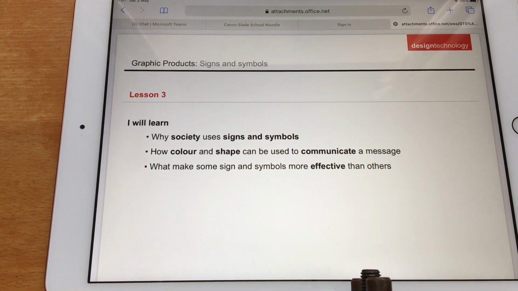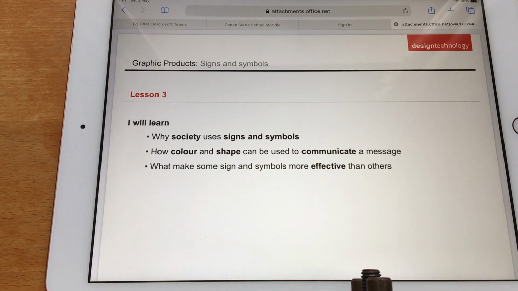Okay, in this next phase of videos, or lessons, we're going to be looking at another form of visual communication we can use. So we've been looking at 1 point and 2 point perspective. This time we're going to look at the use of signs and symbols. So in this lesson we're going to look at how designers might use colour and shape to communicate a different message, and then we're going to look at the effectiveness of different signs and symbols.